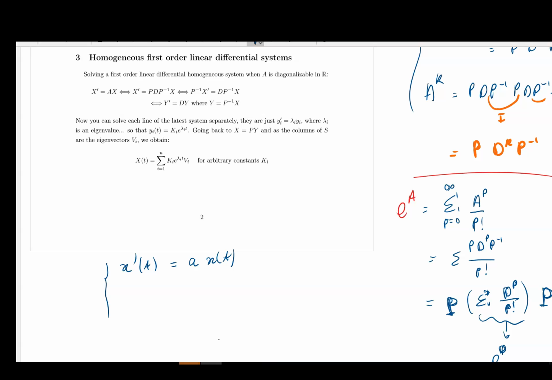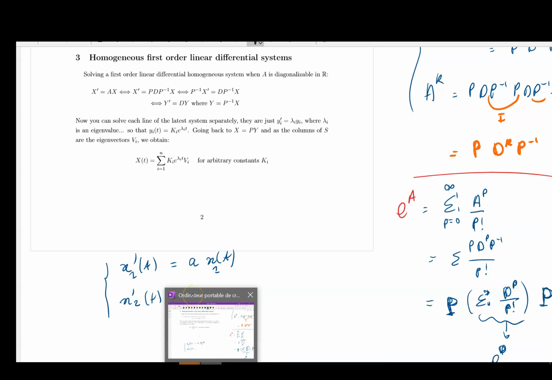All right. Now let's say that I want two unknowns, x1 and x2 of t. Let's write this. Sorry, so maybe let's call that a1 and let's call that a2 x2 of t.